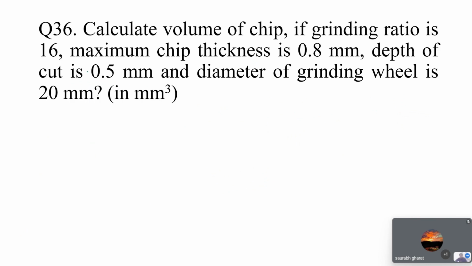What do you have in question 36? Calculate the volume of chip if the grinding ratio is 60, maximum chip thickness is 0.8, depth of cut is 0.5, and the diameter of the grinding wheel is 20 millimeter, in millimeter cube. Means we need to find out volume. So what is the formula for volume?